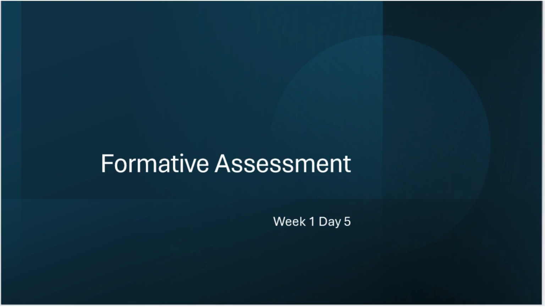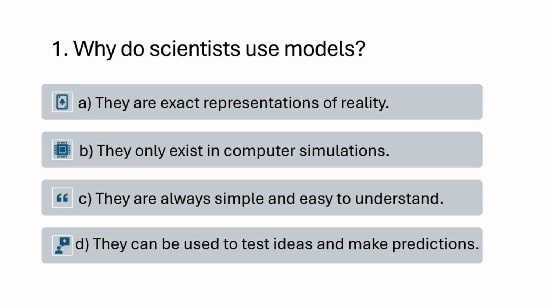Formative assessment, multiple choice questions. 1. Why do scientists use models? A. They are exact representations of reality. B. They only exist in computer simulations. C. They are always simple and easy to understand. D. They can be used to test ideas and make predictions.